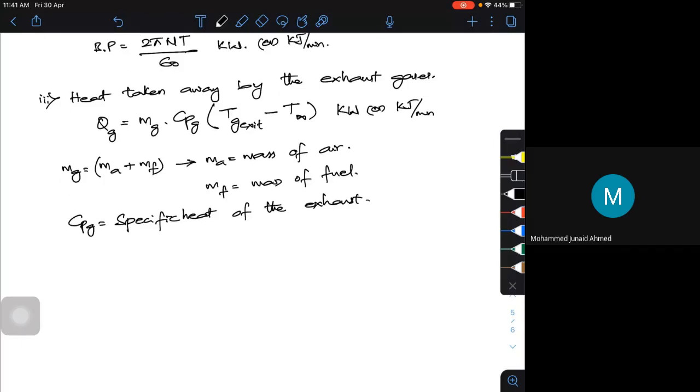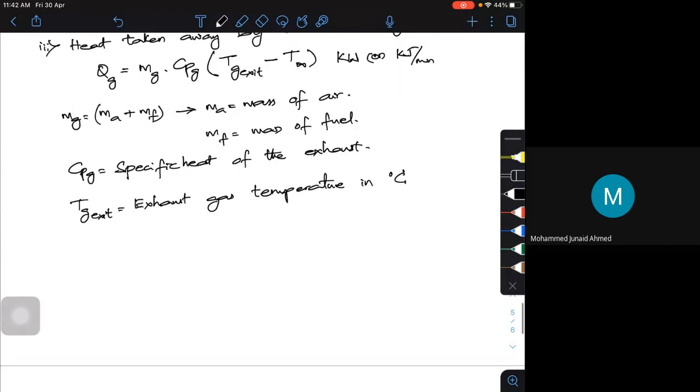What is T gas exit? This is the exhaust gas temperature, in degrees Celsius. Usually there will be one thermometer at the exhaust pipe, and using this thermometer we measure this particular temperature. It may be 120 degrees or 160 degrees or something. T infinity is your ambient or atmospheric temperature.